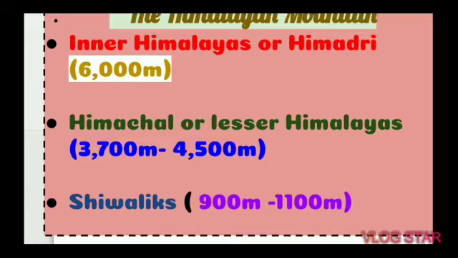Now, starting from the mountains, the Himalayan mountains. Himalayan mountains are divided into 3 ranges. First one is the Inner Himalaya or Himadri, which has a height of 6,000 meters. Second one is Himachal or Lesser Himalayas, which has a height of 3,700 meters to 4,500 meters. Third one is Shivalik. It has a height of 900 meters to 1100 meters.